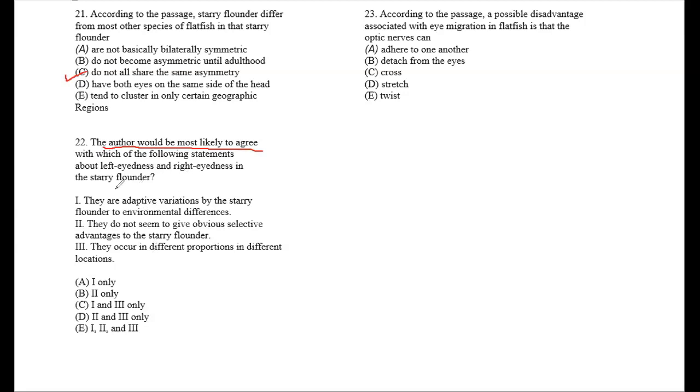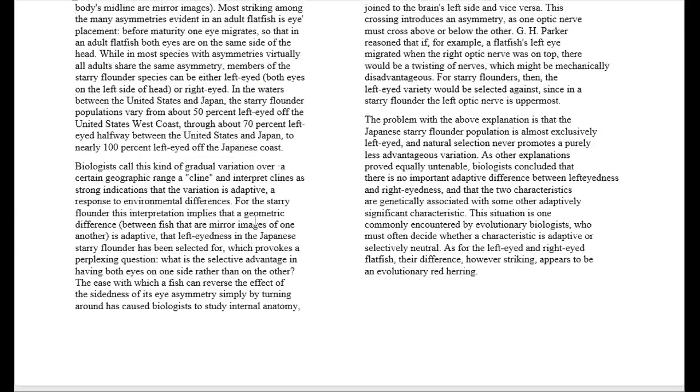The first one says there are adaptive variations by the starry flounder to environmental differences. So the biologists were saying that the variation is adaptive, a response to environmental differences. But then what was the conclusion? The conclusion was that there is no important adaptive difference between left-eyedness and right-eyedness. So this is where the question 22 first statement becomes incorrect for us.